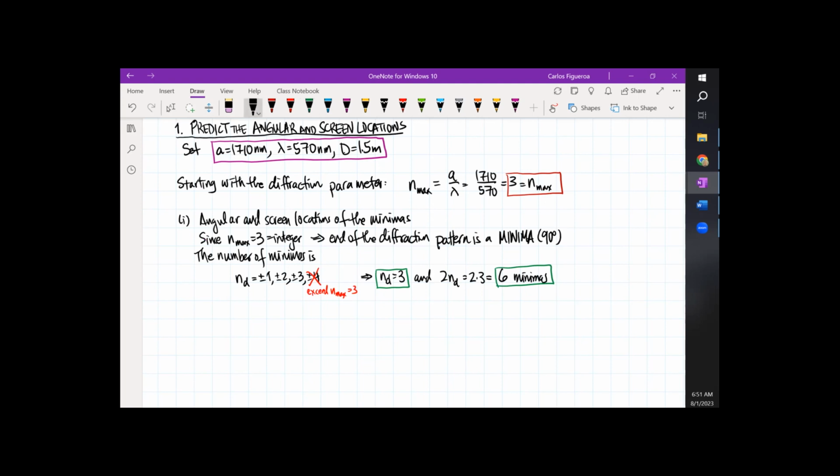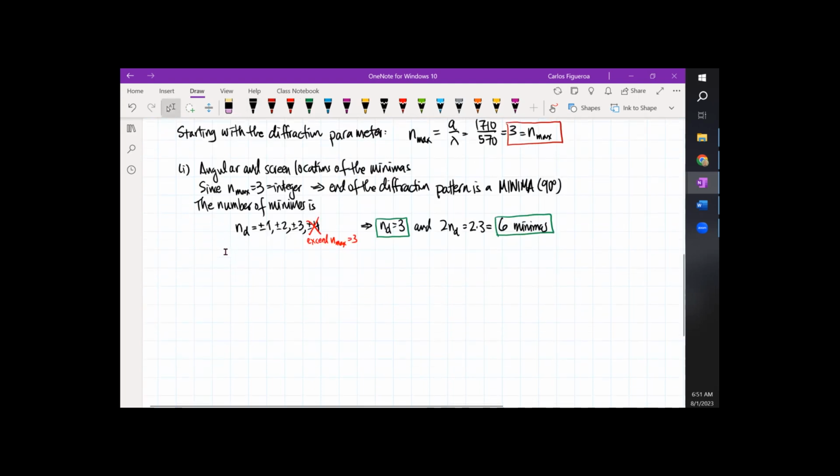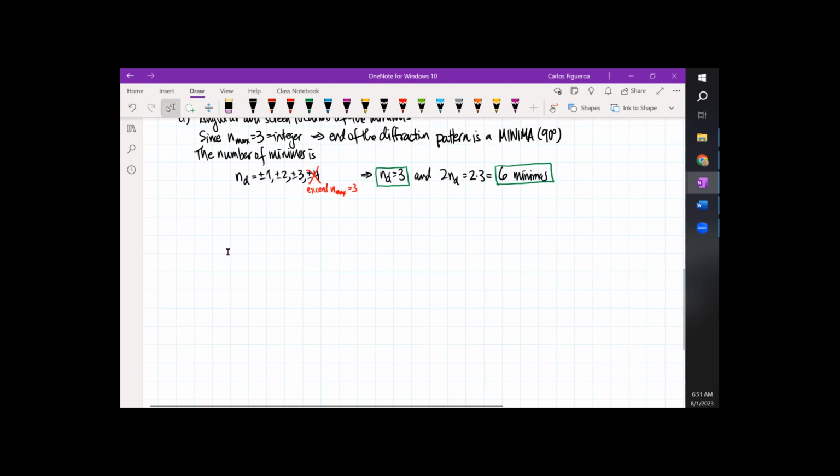So now that I know that, I want to go use the path difference equation to get the angular locations. So now what we're going to do here is use the path difference equation to calculate angular locations.